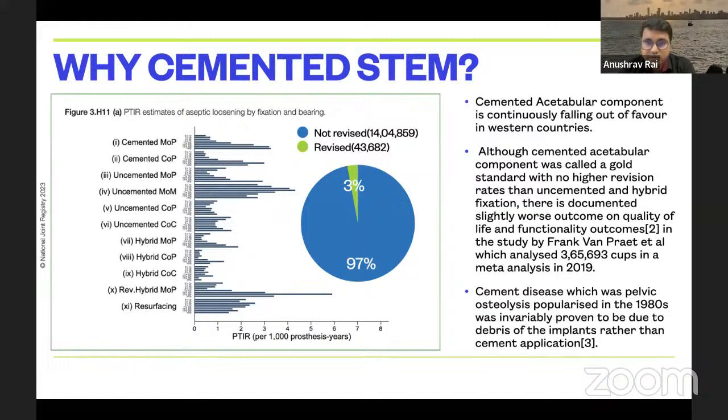Although the cemented acetabular component was considered the gold standard, with no higher revision rates than uncemented and hybrid fixation, there is documented slightly worse outcome on quality of life and functionality in the study by Frank Van Praet et al.